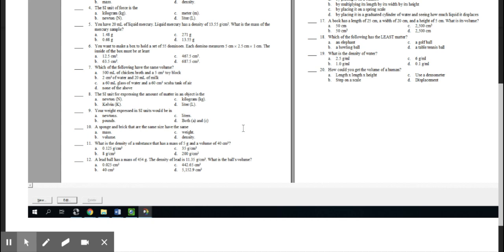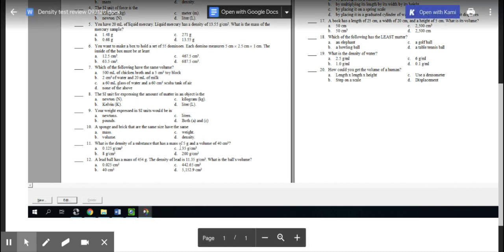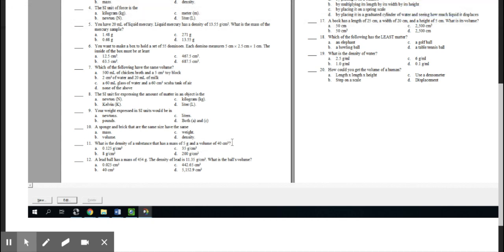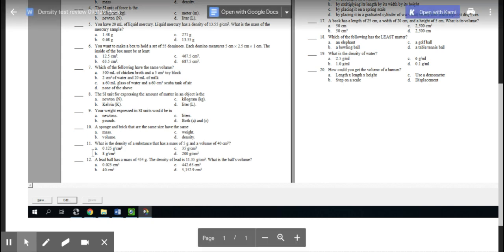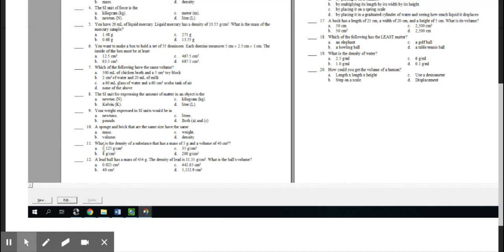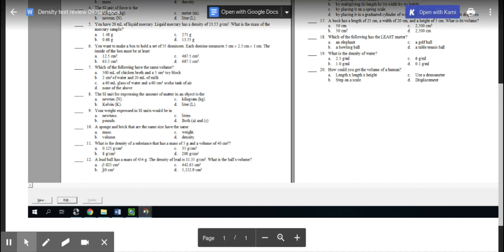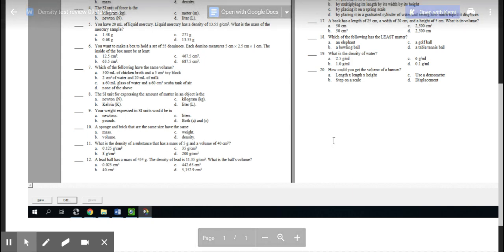You will be given the equation on the test, D equals M over V. You take mass divided by volume, and it's going to be a fraction, isn't it? 5 over 40. That's not a whole number. That's a fraction. So that eliminates 3 of the 4 choices. Even without a calculator, you know the answer is A. But you could plug it in, and I'll go through that with you again on paper tomorrow, as well as number 12. That's another density.